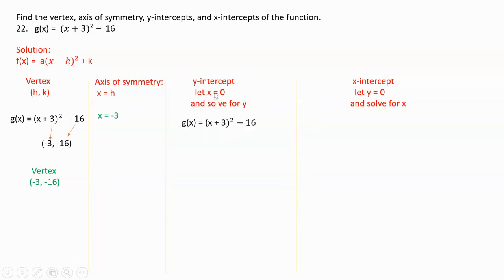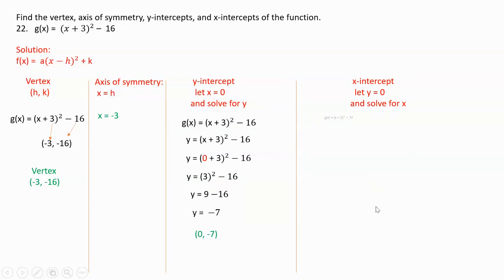So now, let's let x equal 0. It's going to be 0 plus 3 squared. So 0 plus 3 is going to give us 3. Then 3 squared will give us 9. 9 minus 16 will give us negative 7. So the y-intercept will be (0, -7).